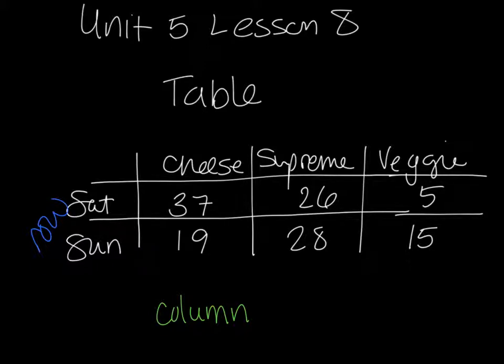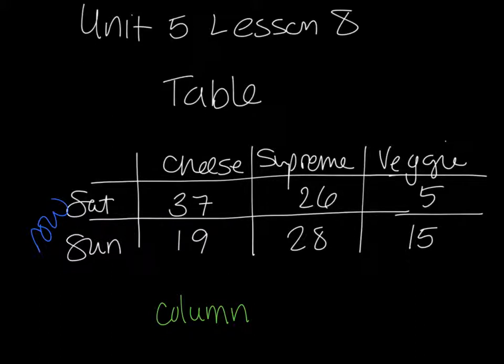So they started out by asking questions like, how many cheese pizzas were ordered on Sunday? So they would have to just identify that first. So here's Sunday, and here's cheese. And if we line them up, Sunday and cheese line up at 19. So there were 19 cheese pizzas on Sunday. And then it says, how many veggie pizzas were ordered on Saturday? So we line the Saturday up with veggie, and we see that there were 5 veggie pizzas ordered on Saturday.